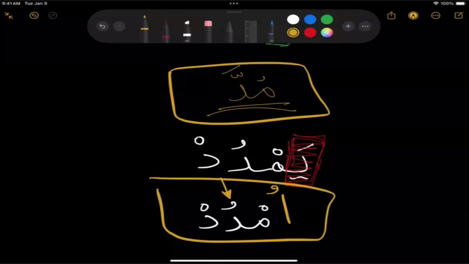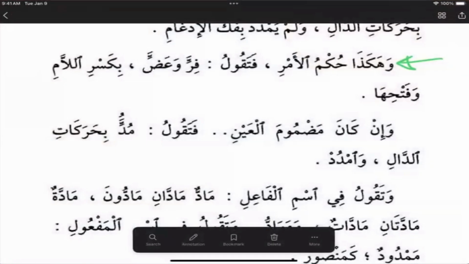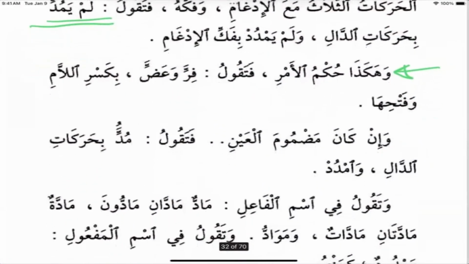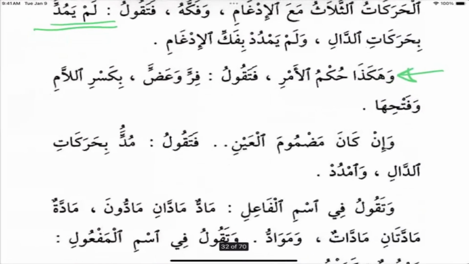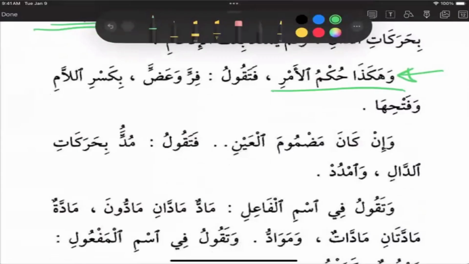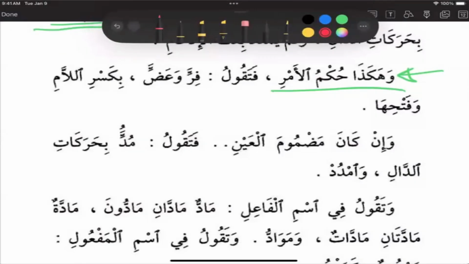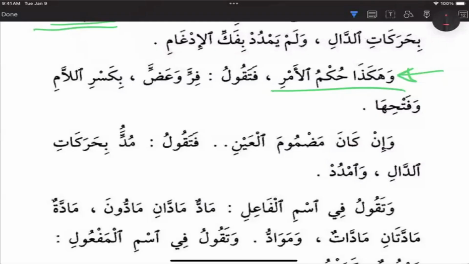Any question here? So he says, وَهَكَذَا حُكْمُ الْأَمْرِ. And that's how the judgment of the command verb is. Yani it's jaiz, not wajib, nor mumtani'. فَتَقُول, and therefore you would say firra or you would say ifrir. Firra or ifrir. Flee. And you'd say abba, bite. Or you'd say i'dad, bite.